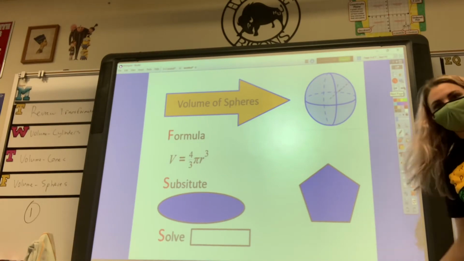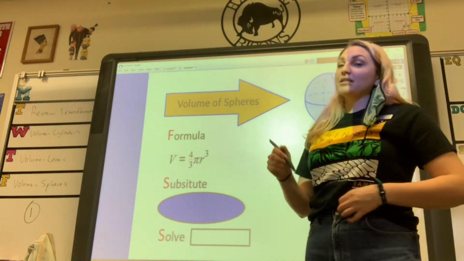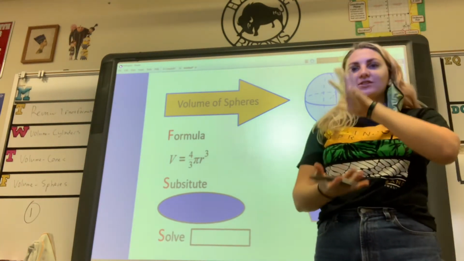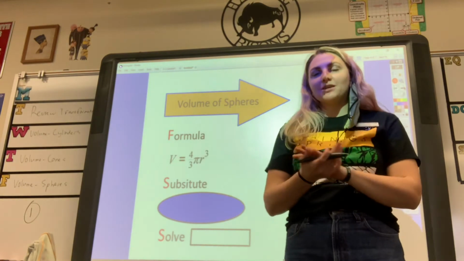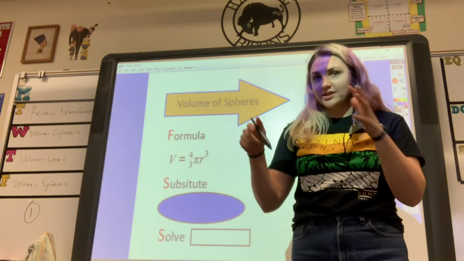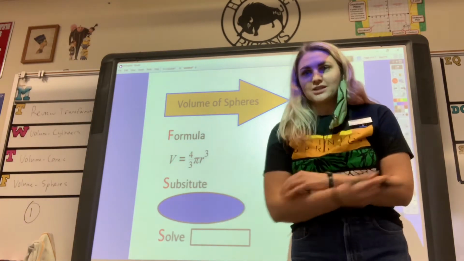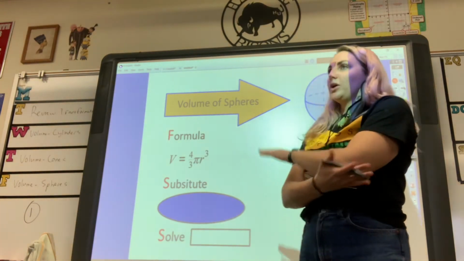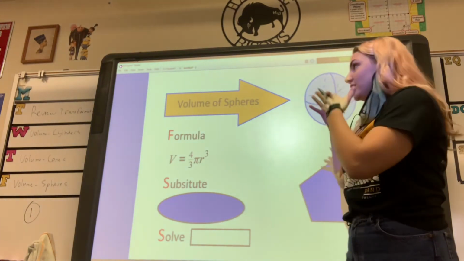All right. So our next shape that we're going to be looking at is a sphere. When you think of a sphere, you might automatically go to a soccer ball, a basketball, a baseball, something along those lines in the realm of sports, and you would be correct. So when we look at the volume of spheres, we're still trying to figure out how much space this shape takes up.